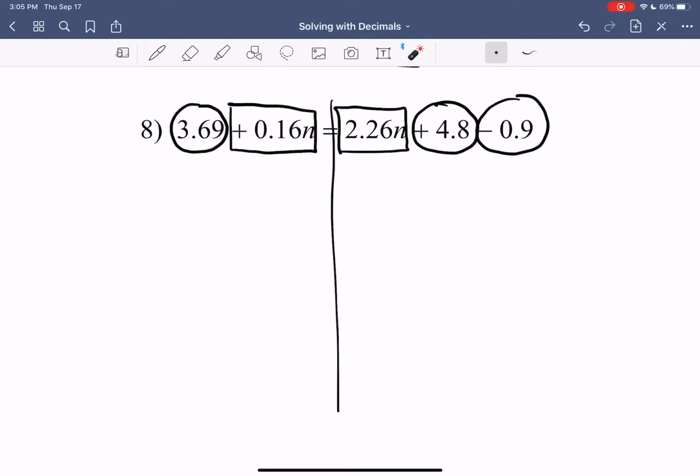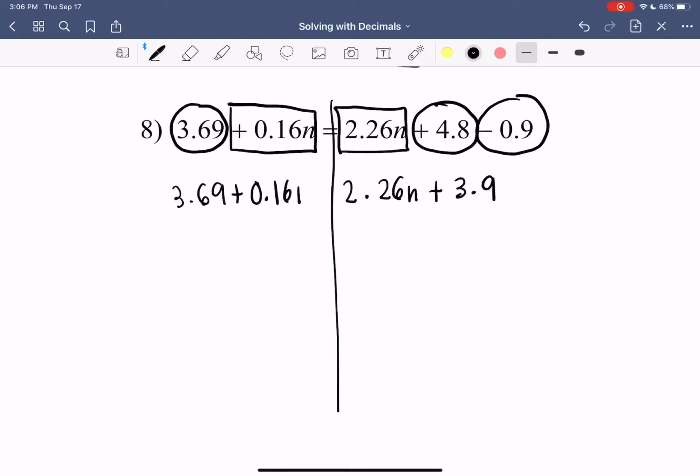So 4.8 minus 0.9. So we're going to go 3.9 over here, and then bring down what's left. 2.26n plus 3.9, and then 3.69 plus 0.16n. So now we have to determine if we have variables on both sides, and from the beginning we knew that we had variables on both sides. So we have variable here and variable here.